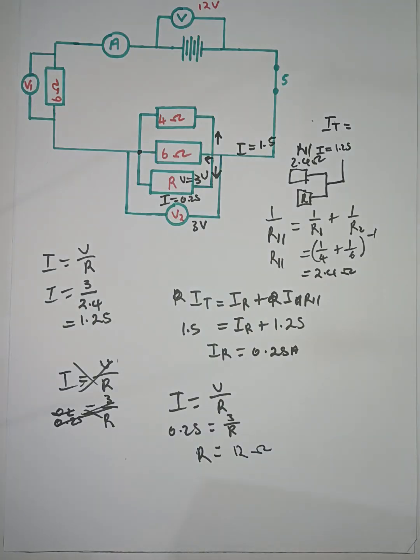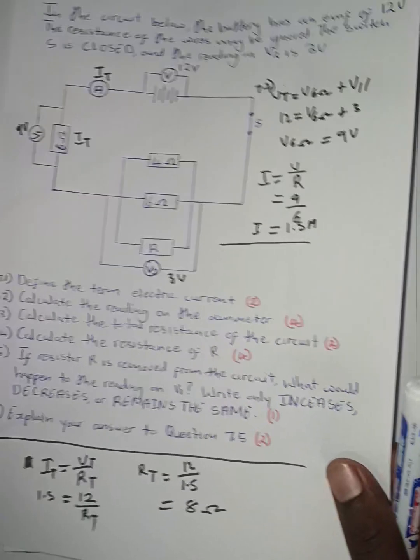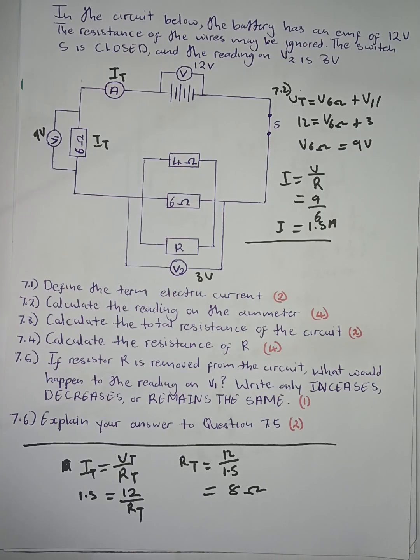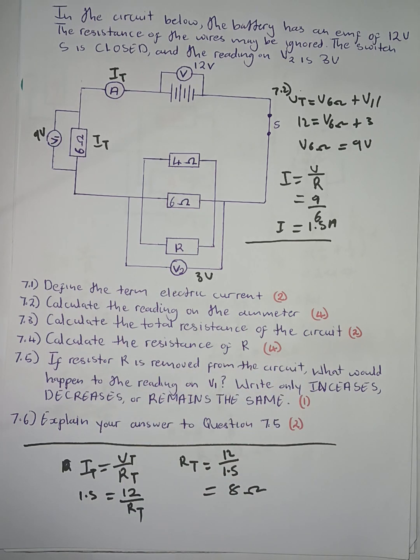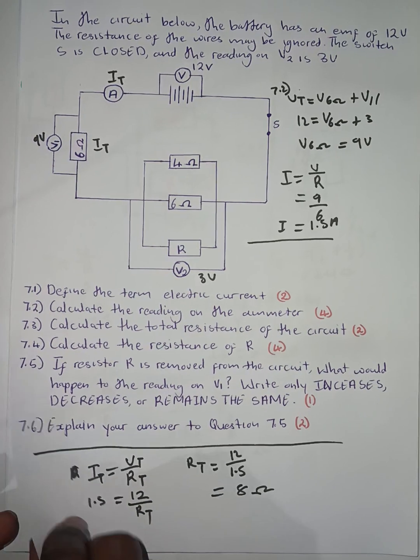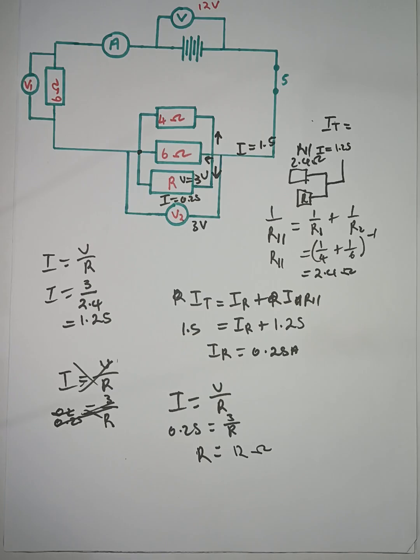So of course 7.5, they say that if the resistor R is removed from the circuit, what would happen to the reading on V1? Now that question, I don't want to lie to you, ladies and gentlemen, I kind of don't like the way they ask these questions. Why? Because they're actually asking me to make a prediction and then explain it. So what I like to do is I just answer the second question, and of course I just go back to it.